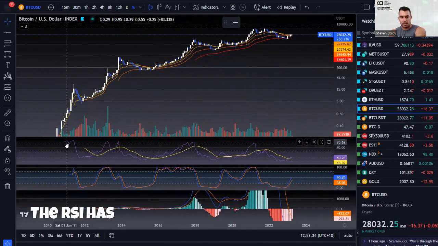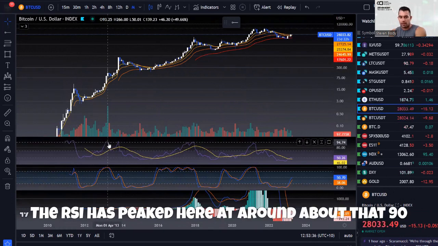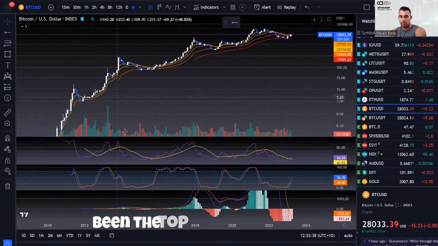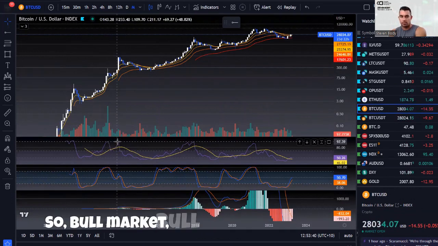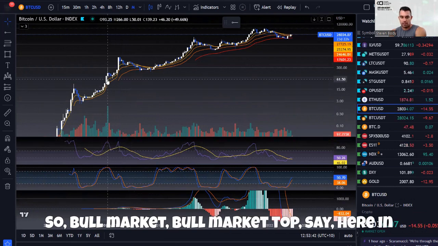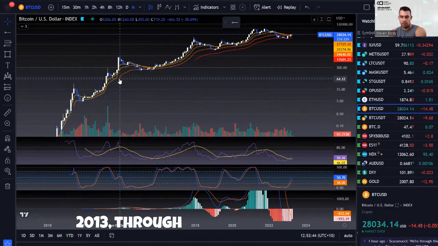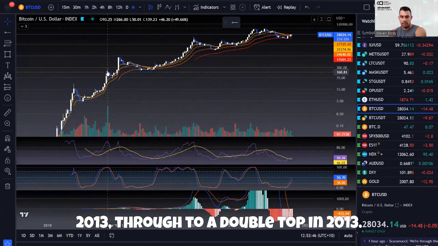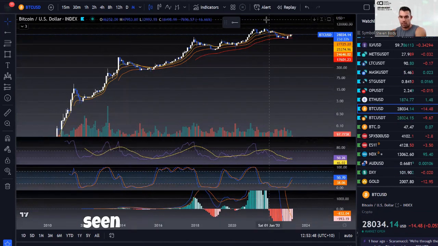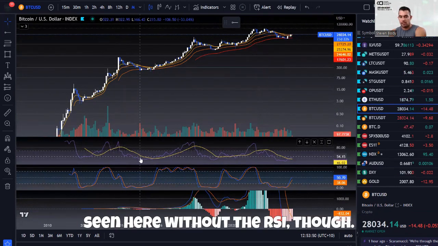Every time the RSI has peaked here, at around about that 90 mark, anything above 90 has proven that it's been the top of the bull market. So bull market top, so here in 2013, continued through to a double top in 2013, and massive spikes, kind of like we've seen here without the RSI though.